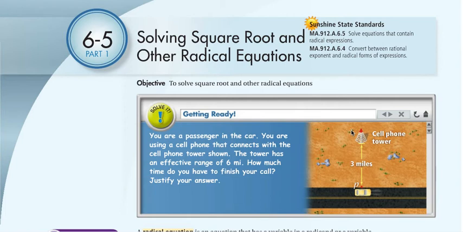All right, what's the objective for this lesson? Please write the objective down: to solve square root and other radical equations.